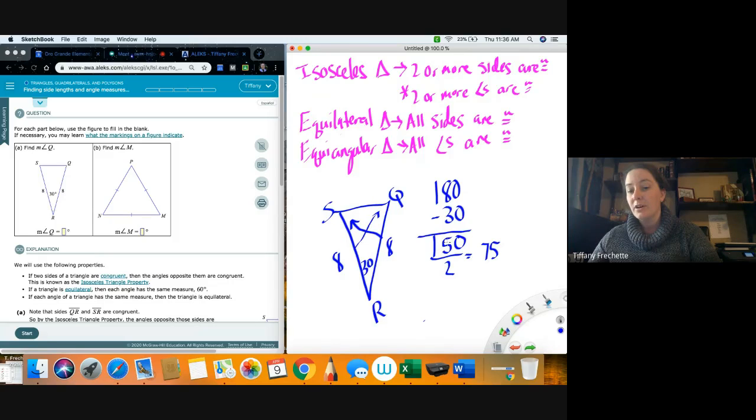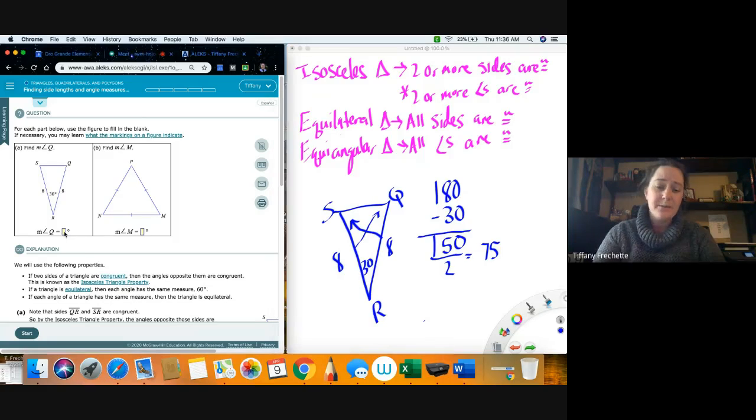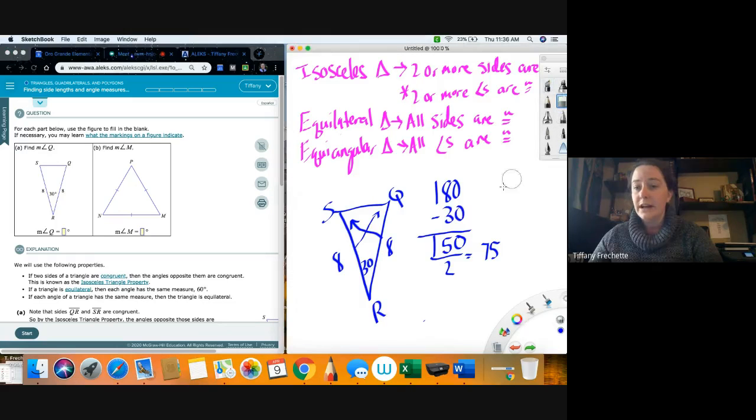I know 2 can go into 14 7 times, and that would leave me with a 1 here. So 1 and a 0, 2 can go into 10 5 times. So I just did it mentally really quick. I got 75. So we know that angle Q has to be 75, so we come over here and type 75 degrees in. Now we have to do this other angle.